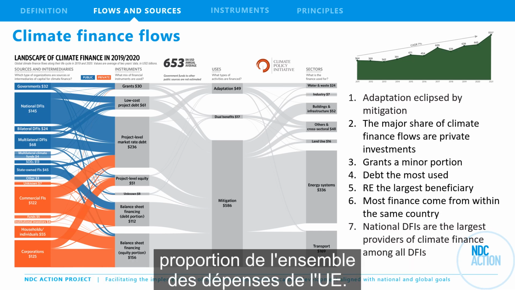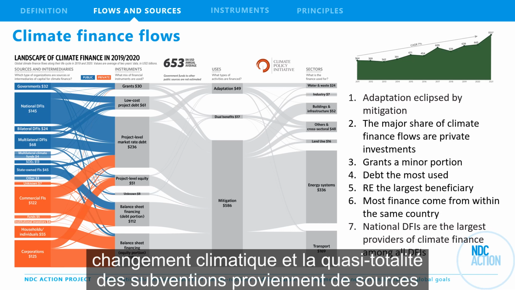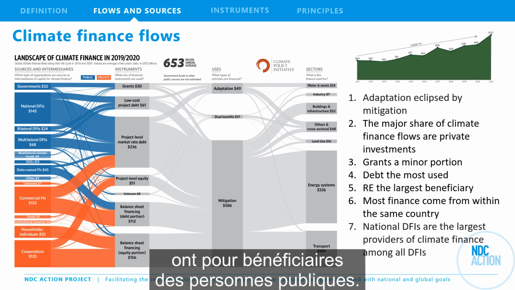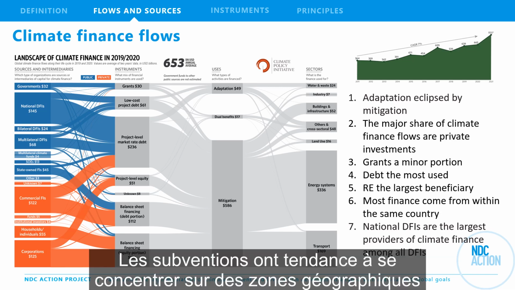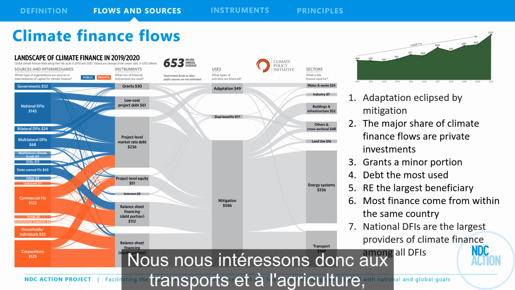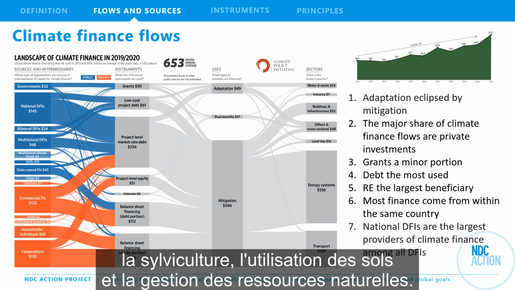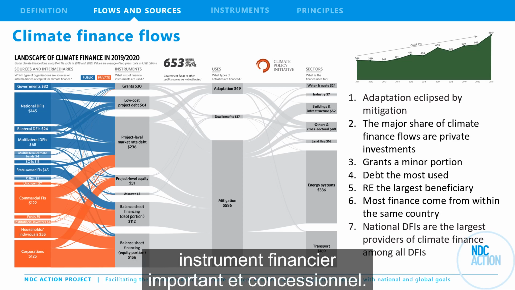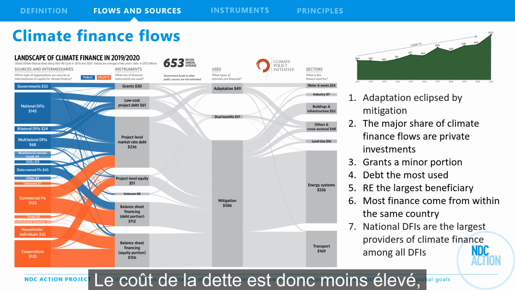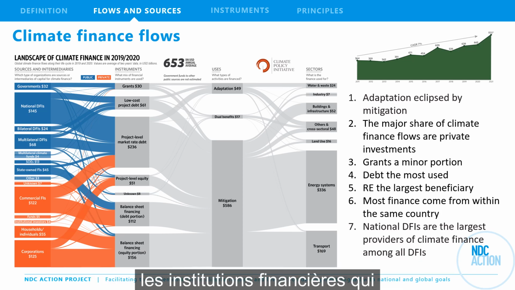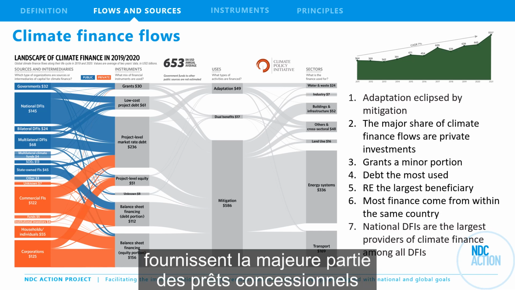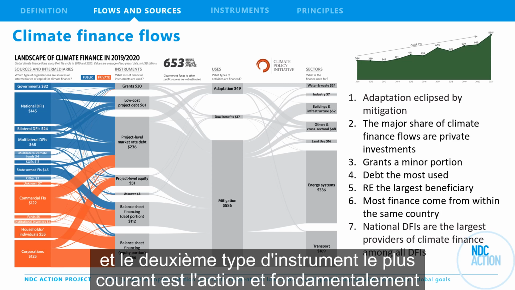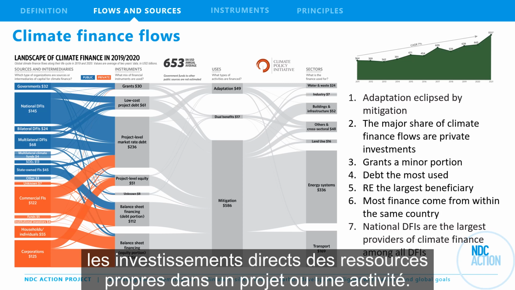We can also see that grants only account for a very small proportion of total climate finance, and almost all grants originate from public sources and mostly have public recipients as their beneficiaries. And grants tend to focus on geographies and sectors that are currently underserved by commercial finance, so as we look at transport, agriculture, forestry, land use, and natural resource management. Debt, so loans, in most cases, is the most important financial instrument. And concessional, so lower cost debt, we'll come back to concessionality later, almost completely originates from public sources, with especially development finance institutions providing the bulk share of the concessional loans. And the second most common type of instrument is equity, and basically direct investments from own resources into a project or activity.